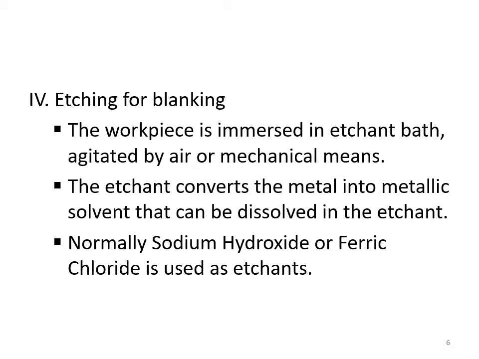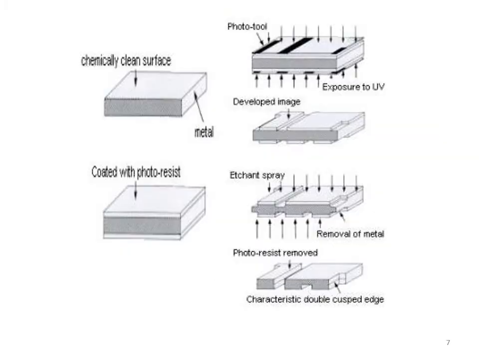Next, the etchant converts the metal into a metallic salt so that it can be dissolved in the etchant. Generally, sodium hydroxide or ferric chloride are used as etchants for chemical blanking operations. So these are the steps which I have explained in the last slides.